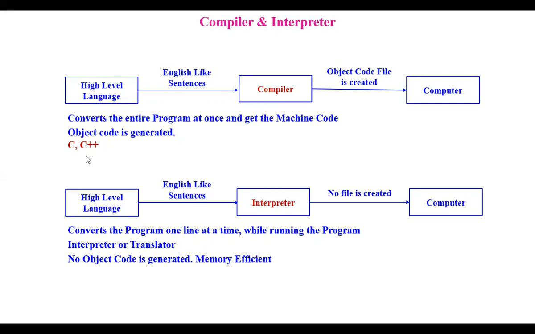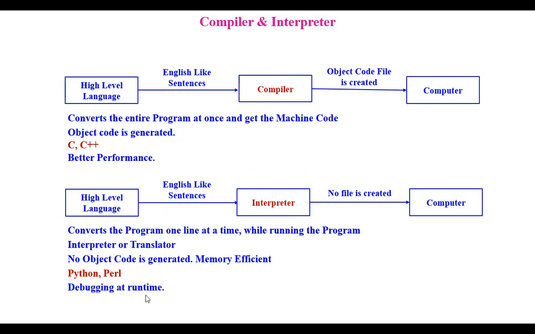But coming to the compiler, we use a compiler for C or C++ languages. Whatever program you have written in C or C++, the entire program is converted into an object file and the computer does the operation. Whereas the interpreter is used in the case of Python, Perl, these languages. Python uses an interpreter, so it converts only one line at a time. Better performance can be expected when you are using a compiler. The performance is good.